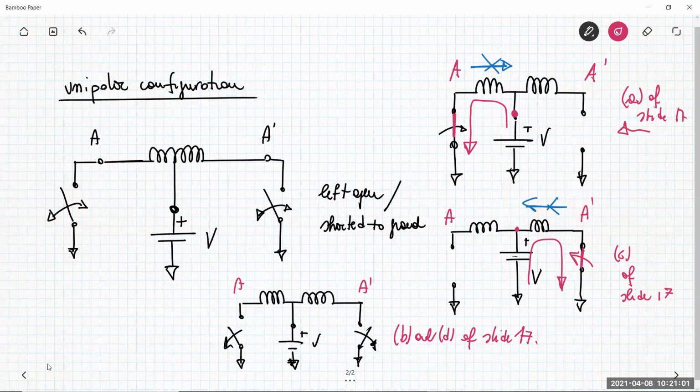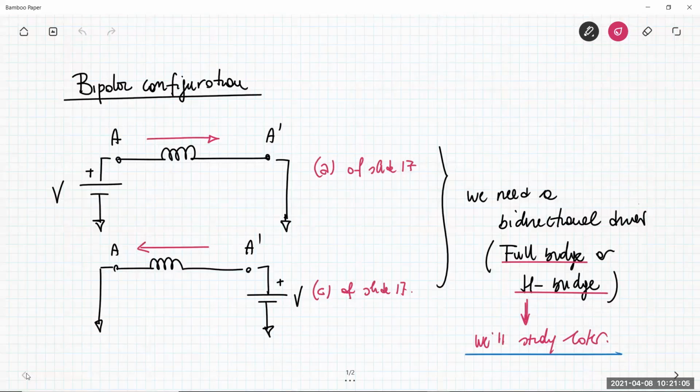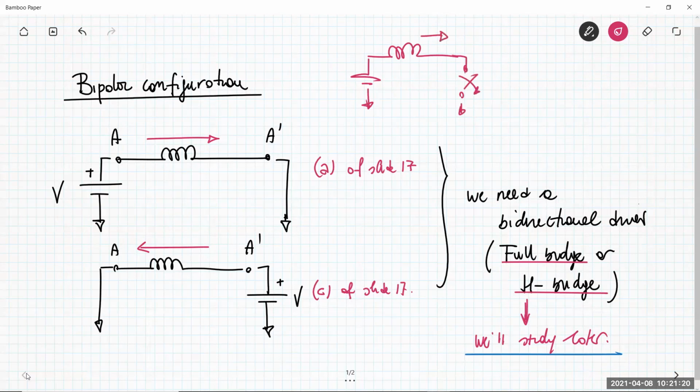Of course, in the bipolar configuration, you can have this case, which I just depicted here, but then you have another case, which is the situation in which one of the terminals is left open. In this case, there is no current.